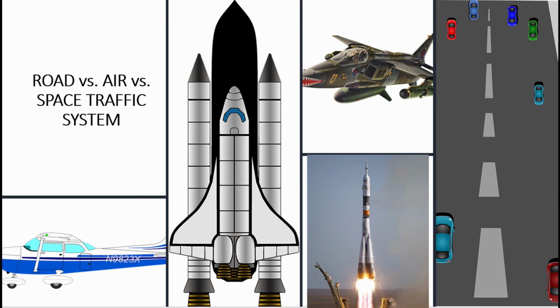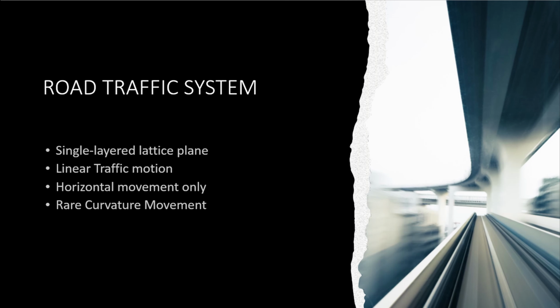Here's the road versus air versus space traffic system. Now in the next few slides we would be covering the difference between the road, air and space traffic systems in order to understand why the space traffic system is much more complicated than road and air traffic systems. So let's get started. So first is the road traffic system.